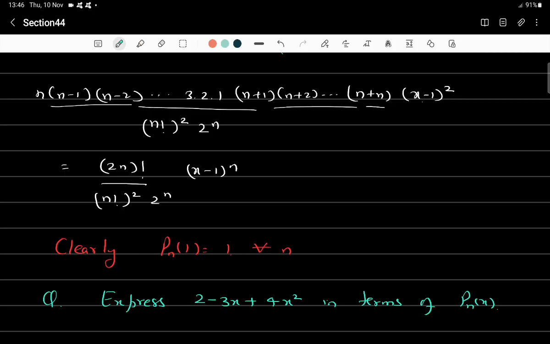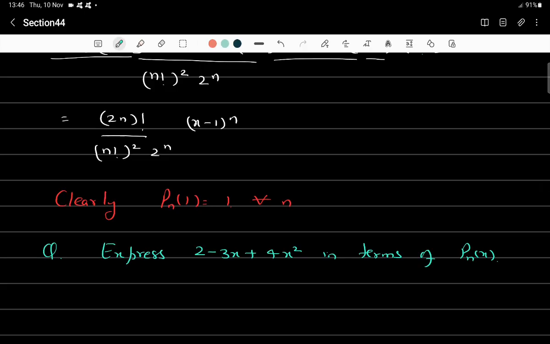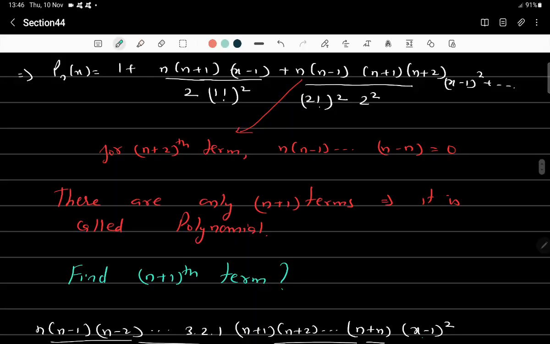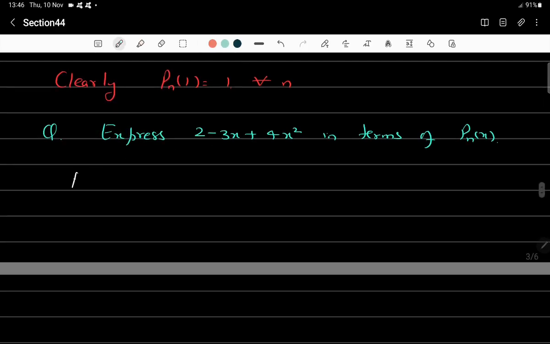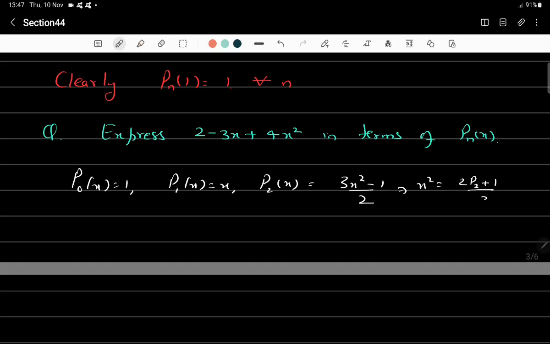Now let's do some exercises. The first one is: express 2 minus 3x plus 4x square in terms of Pn(x). Now to express it, from the expansion we just discussed, you need to know the values of some of the polynomials. So from this expansion of Pn(x), you need to find them by yourself, and a quick observation would tell you that P0(x) is equal to 1, P1(x) is x, P2(x) is (3x square minus 1) by 2. Now for the expression 2 minus 3x plus 4x square, I just need x square and x in terms of Pn(x). So this gives me x square is (2P2 plus 1) by 3.